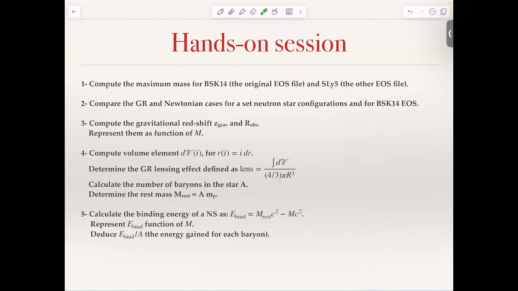I don't ask you to change the TOV solver. If you start to do that, it may take more time. What I ask you to do is to modify the sample, to enrich the sample, and to work with the solution that the TOV solver provides you. There are several questions, by order of difficulty, so you should start with the first.